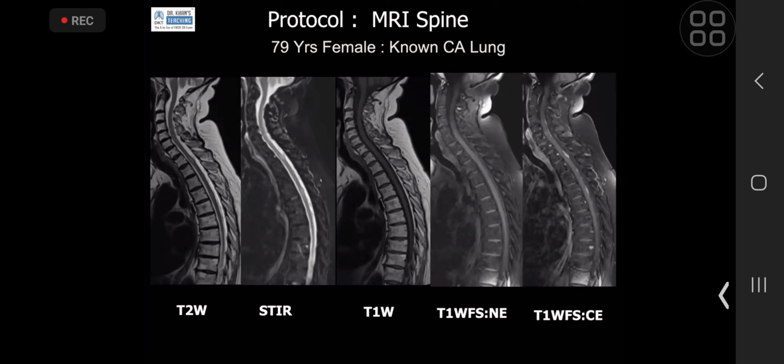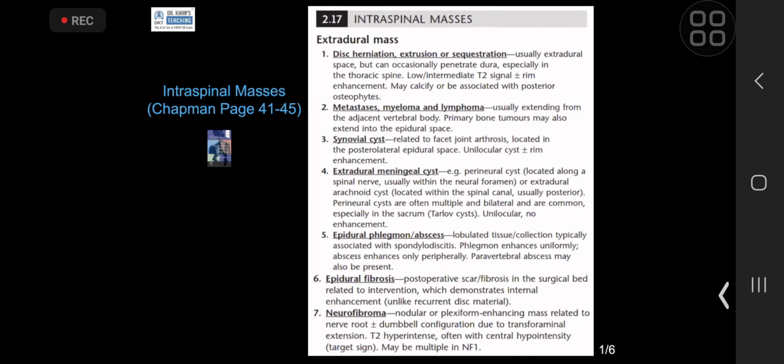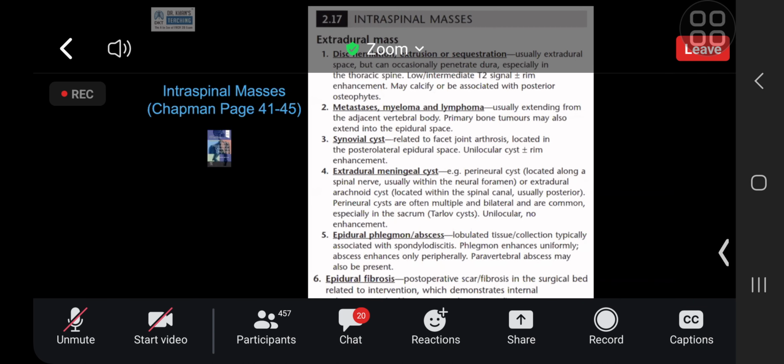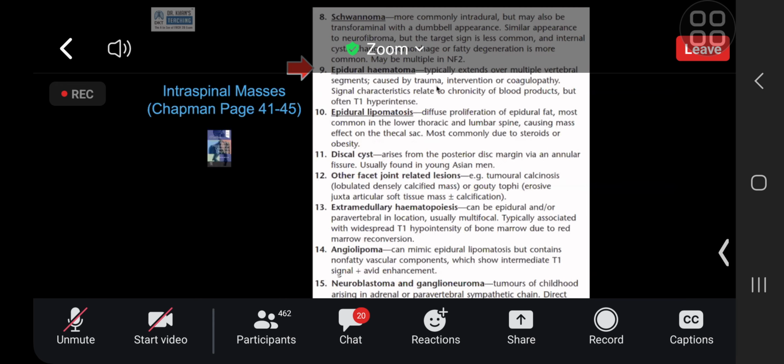Now, there is a differential diagnosis in your Chapman, which is 2.17. This actually covers whole of the spine. It is beautiful, and extradural, intradural, extramedullary, intramedullary, and cauda equina lesions are what is mentioned in this one. And epidural hematoma is one of them. Typically extends over multiple vertebral segments caused by trauma, intervention, or coagulopathy. Beware about this, what I have shown you.